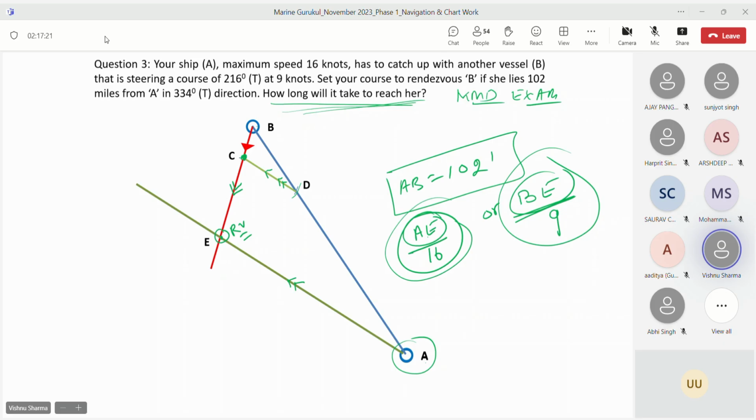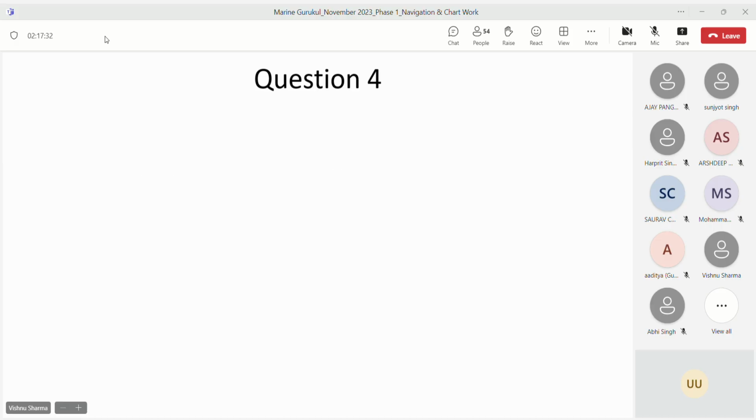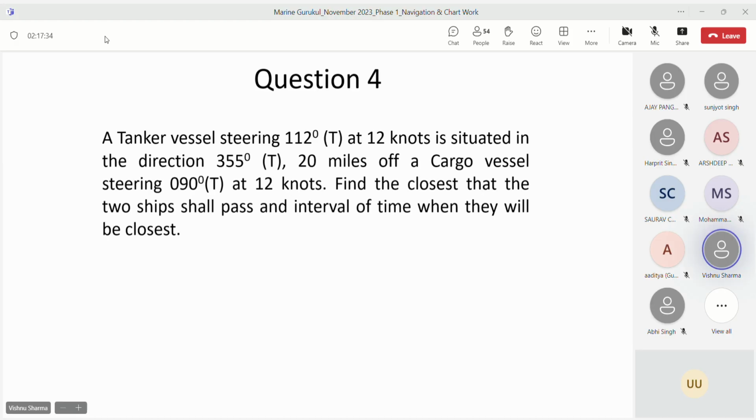Okay, so I've basically picked up these questions because they are slightly different from one another. Otherwise, there's no point in having 10 questions of similar type. Beta, this question is not actually a rendezvous question, but it has been put out here intentionally, though it is not meeting. It is related to CPA and TCPA. It again came in the phase 1 MMD exam.